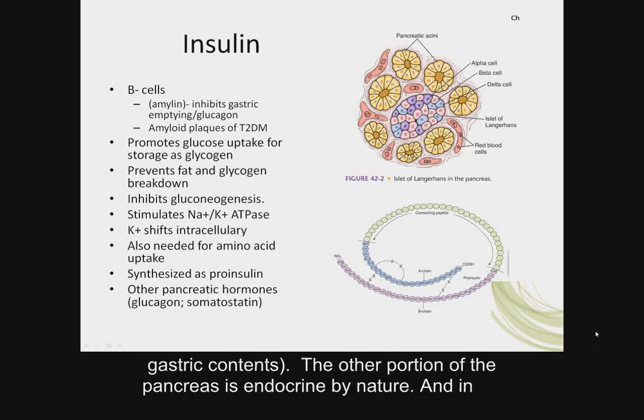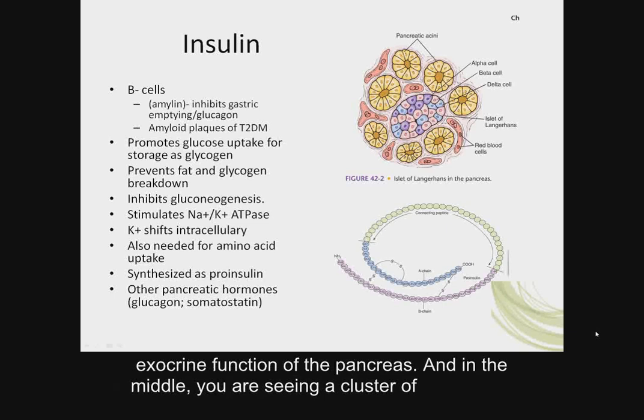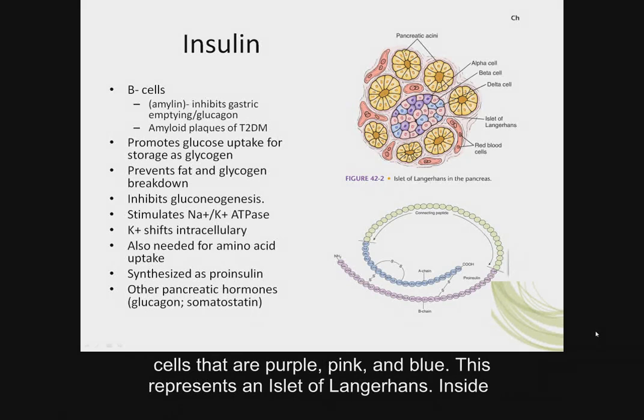The other portion of the pancreas is endocrine by nature, and in this picture you are seeing yellow cells that are the pancreatic acinar cells, the exocrine function of the pancreas. And in the middle you are seeing a cluster of cells that are purple, pink, and blue. This represents an islet of Langerhans. Inside this little cluster of cells we have different cells.